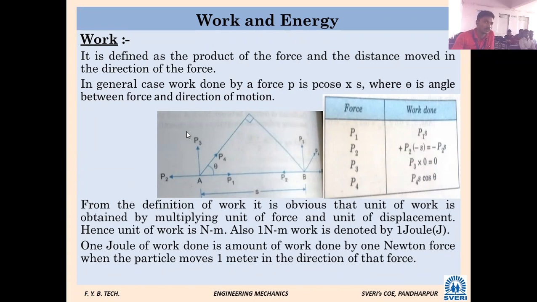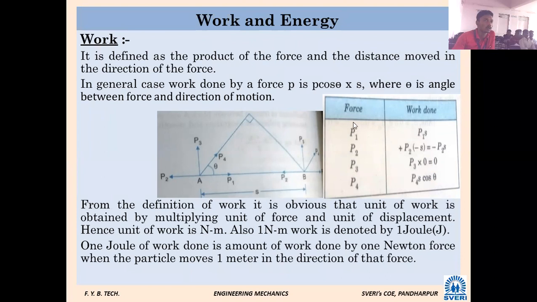One figure is shown here in which a body is at A and different forces P1, P2, P3, P4 are applied at point A, and it is displaced from A to B. Here the work done is, according to the definition itself, the product of force into distance covered or displacement. So P1, as it is a horizontal force, gives P1 into S. This S is the displacement or distance covered.